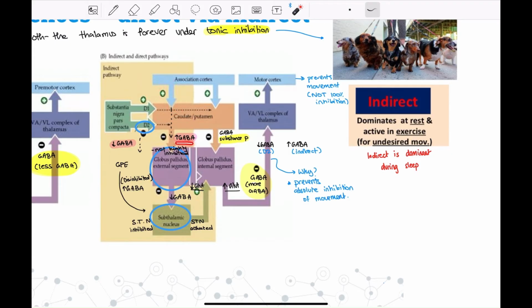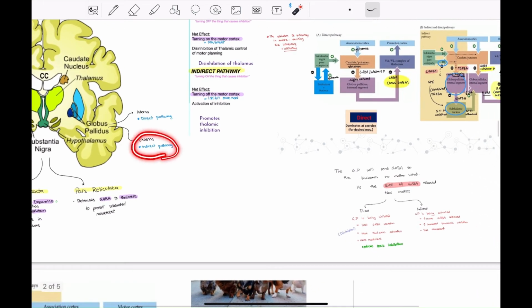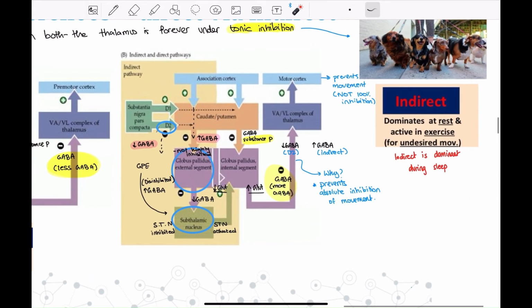This means that you're going to get a lot of GABA, which is going to reach the globus pallidus external segment, because as we previously mentioned, the externa is involved in the indirect pathway, while the interna is involved in the direct pathway. So the globus pallidus externus is going to receive a lot of GABA, meaning that it's going to be inhibited, right? It's going to be inhibited.